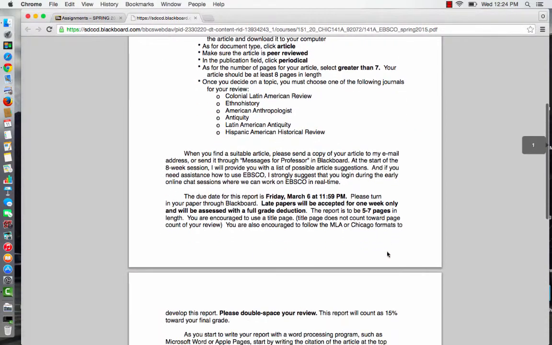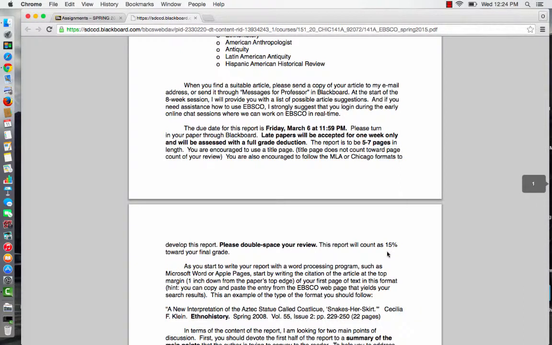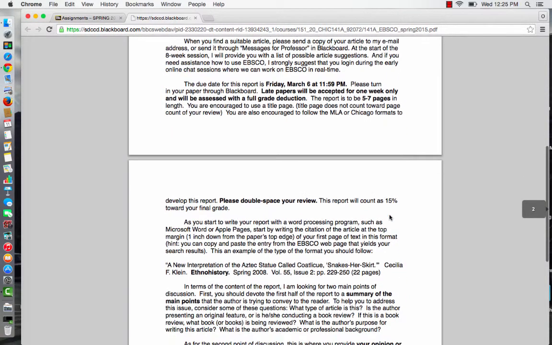Okay, 5 to 7 pages in length, and please double space your review. Title page doesn't count toward the page length, so if you have something that's 5 pages, but 1 page is your title page, and I mark you down on it, don't get mad because you didn't follow the directions here. You have to have at least 5 pages of full text. Again, title page does not count toward your page count, but if you have 6 pages and one of them is a title page, that's fine because you've got 5 pages of text within your 6 pages total. All right, this is 15% of your class grade.